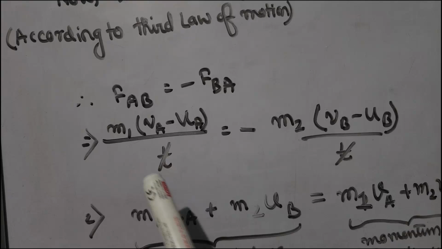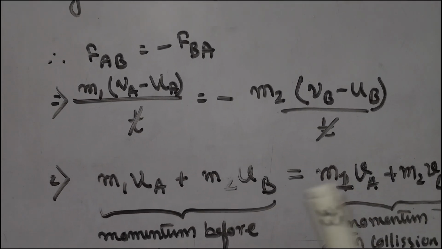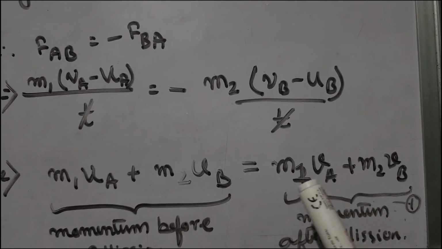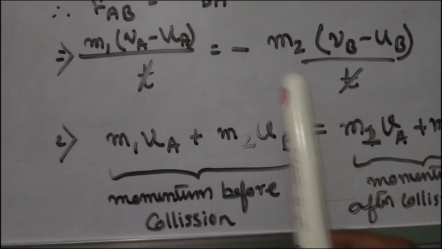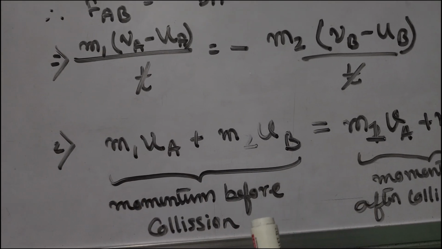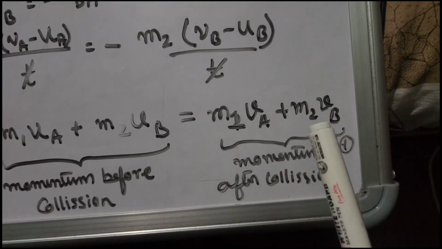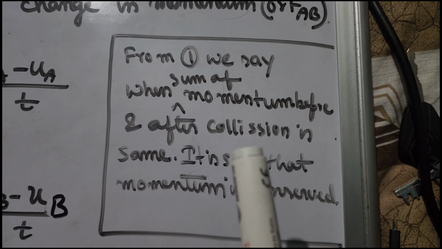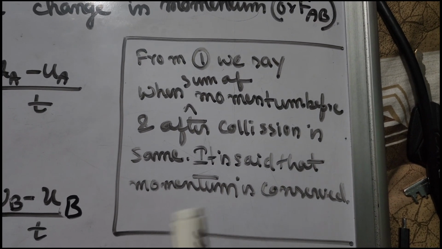Putting this value here, we cancel out t, and by rearranging the equation, we get m1 ua plus m2 ub equals m1 va plus m2 vb. This part is the sum of the momentum before collision and this part is the sum of the momentum after collision. Therefore, when the sum of momentum before and after collision is the same, it is said that the momentum of the system is conserved.